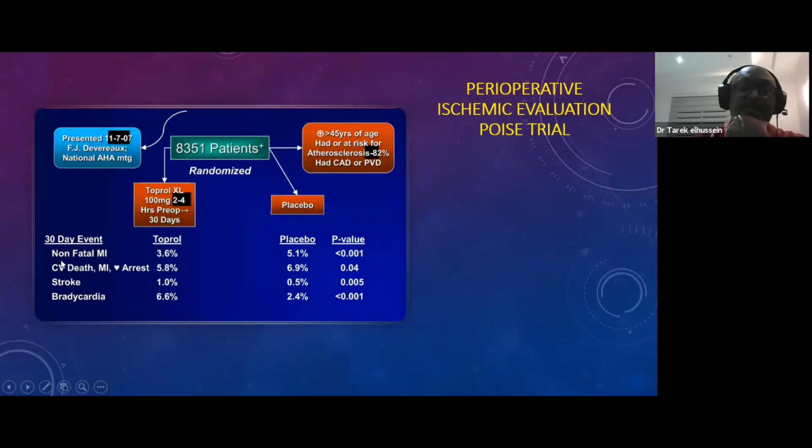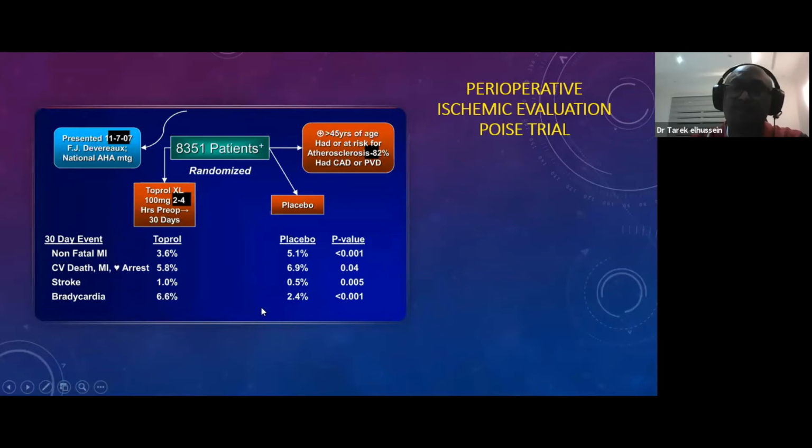So at 30 days, they found the non-fatal MI was less in the beta blocker arm. The composite of cardiovascular death, MI, and cardiac arrest was also slightly with a statistical trend toward beta blocker. Stroke, interestingly, was higher in the arm who received beta blockers, and incidence of bradycardia was also high. So what do you come up with from this trial? We came out with the conclusion that beta blockers are good in preventing non-fatal MIs, but they are bad actually when initiated preoperatively in terms of stroke. They double the risk of stroke and they increase the risk of bradycardia. Bradycardia leading to hypotension and the correlated events.